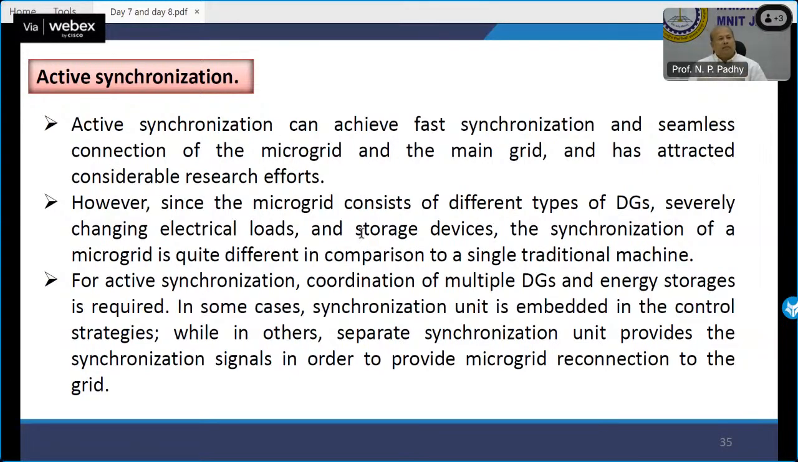But in case of active synchronization, we want it to happen automatically. Means the system is there, it is disconnected, and the switch will be automatically closed when both frequency and voltage are matched. And this is a very interesting challenge actually.